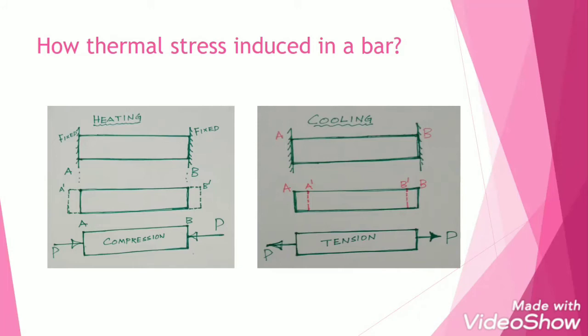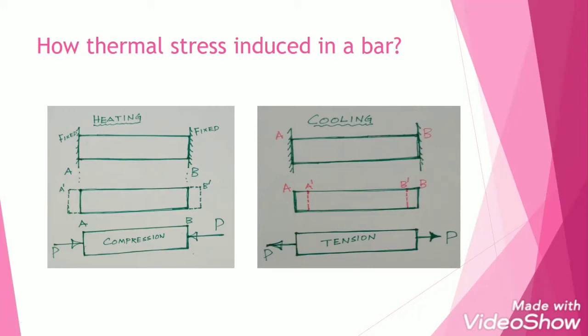So on the left hand side, the diagram what you are watching, it is a fixed bar. That means there is a bar, it is fixed on left hand side as well as on right hand side. A, B on both sides, actually the material is now fixed. Then what you are doing, you are raising the temperature by 80 degrees centigrade. When you rise the temperature of this material by 80 degrees centigrade, then what will happen?